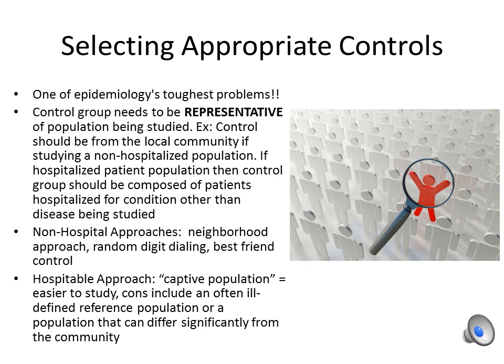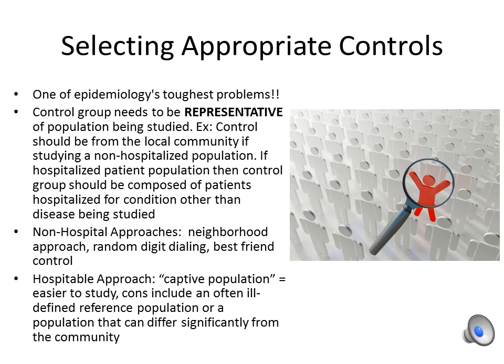An important element of a valid case control study is selecting an appropriate control group representative of the population being studied. If the population being studied is a non-hospitalized population, control subjects can be enrolled in the study by the neighborhood approach, the random digit dialing approach, the best friend control approach, which are all ways to find a control subject similar to the case subject. Hospitalized populations are easier to contact and therefore study, but often cannot be non-representative of the community trying to be studied.